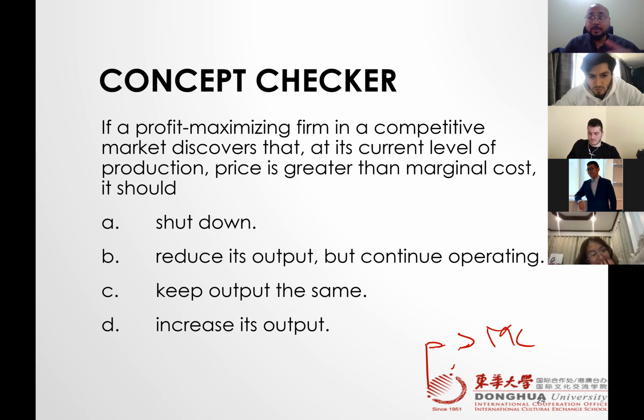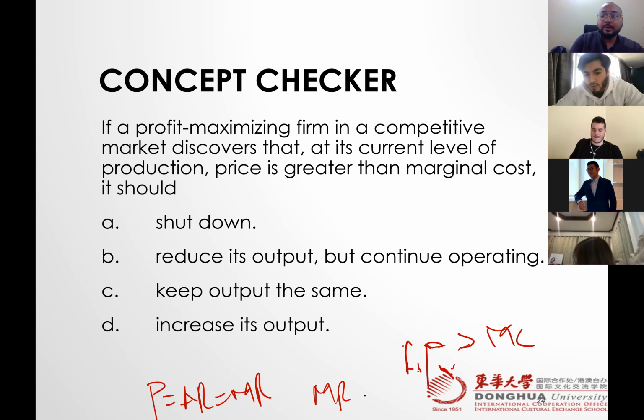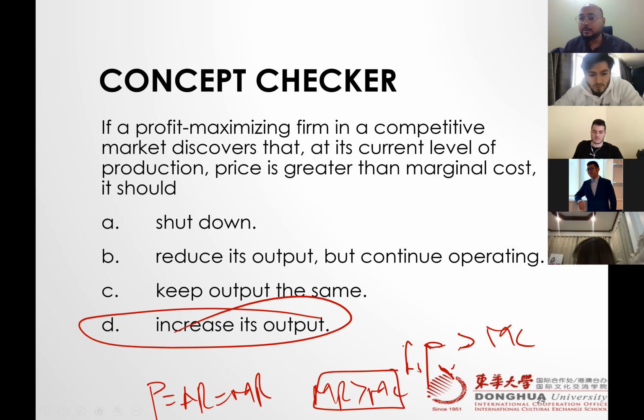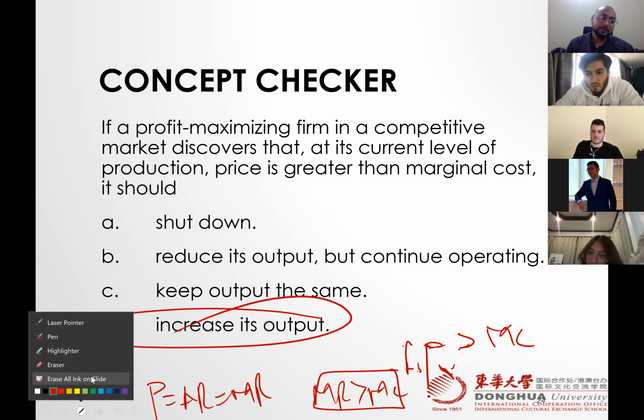Because we are talking about competitive market, and in competitive market, price is equal to AR is equal to MR. So we can replace price with AR. Sorry, MR. Right? D. MR greater than MC. So this is the condition. If this condition happens, increase production. Right? Well done.